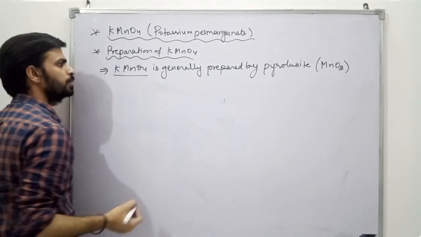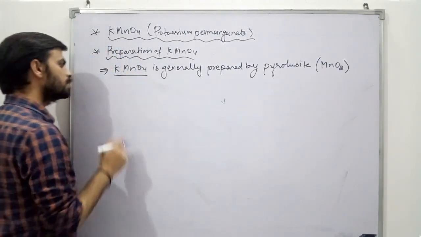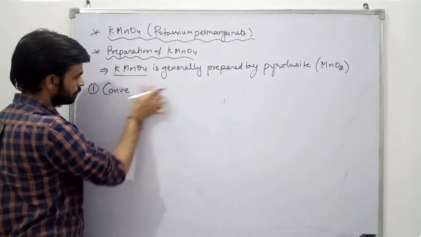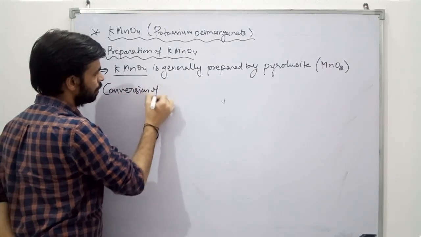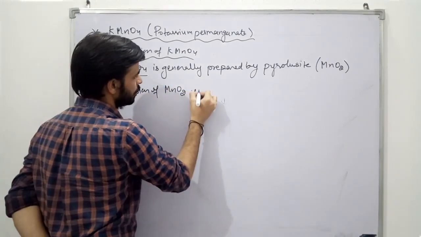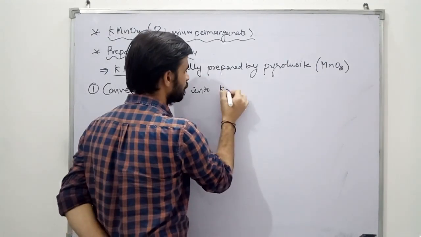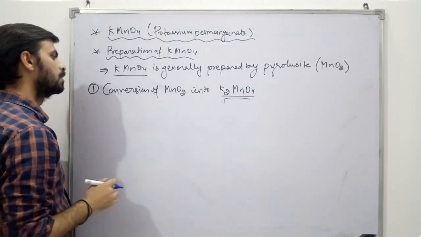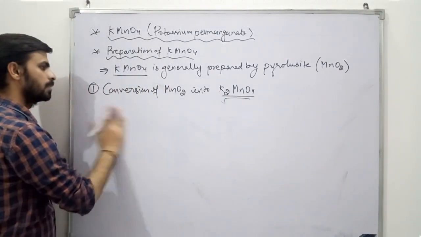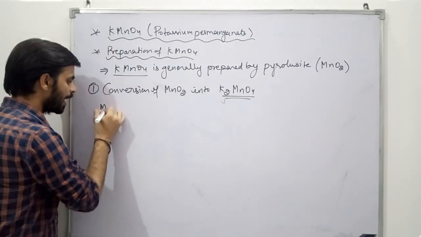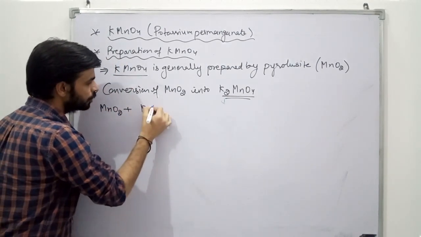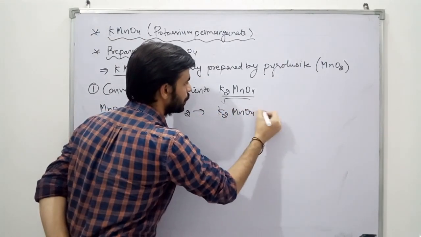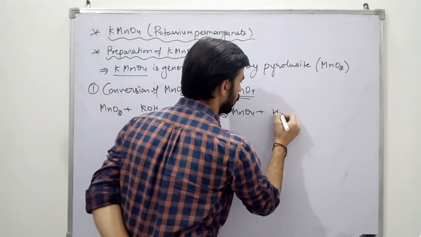In the preparation of potassium permanganate, we have to follow two steps. In the first step, we have to convert manganese oxide into potassium manganate, having formula K2MnO4. For this conversion, let's start with some reactions. Manganese oxide, when treated with KOH and oxygen, forms potassium manganate along with H2O.